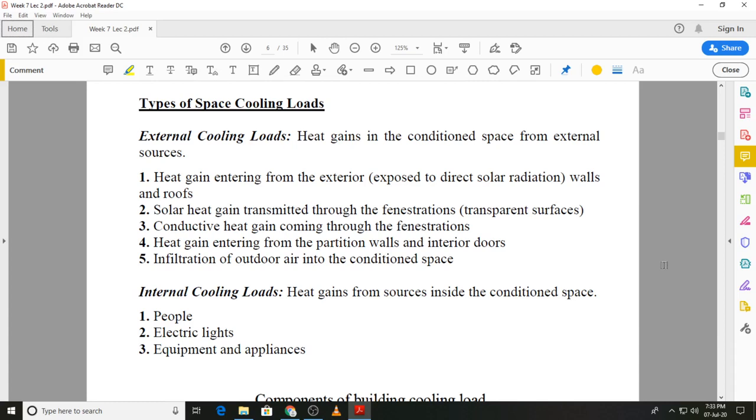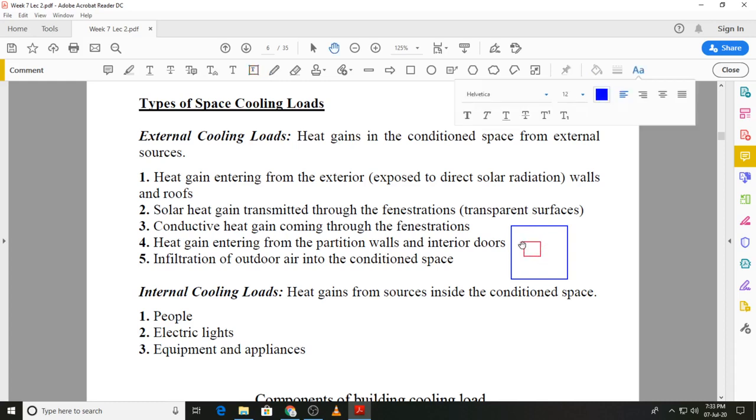Then there are partition walls and interior doors. We have to also calculate the heat gain from partition walls and doors. What it means is that, if I'll just roughly try to explain that, let's say this is the conditioned space, and this conditioned space is being maintained at a temperature of 24 degrees C.